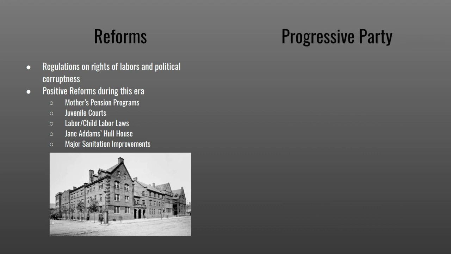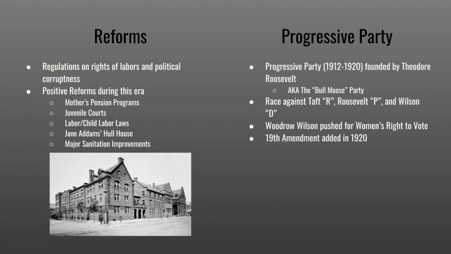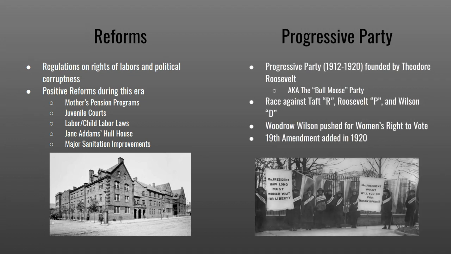time. The Progressive Party was started in 1912 by former President Theodore Roosevelt. It lasted until 1920 and was nicknamed the Bull Moose Party because of a speech given by Theodore Roosevelt. This election was against President Taft, who was the Republican candidate, former President Roosevelt, who was of course the progressive candidate, and future President Woodrow Wilson, who eventually won as the Democratic candidate.